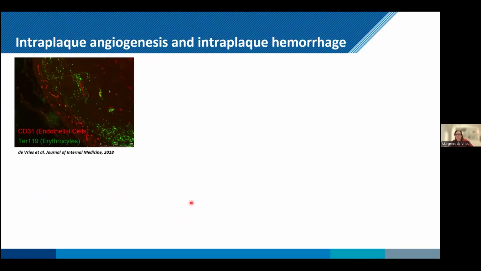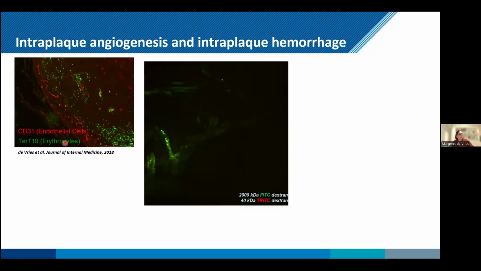We've also demonstrated this with immunohistochemistry. In these lesions, after 4 weeks, we really see here in red these microvessels throughout the atherosclerotic lesion and vessel wall. And as you can appreciate here in green, in some of these neovessels you can really see the erythrocytes inside these vessels, but we also see a lot of these erythrocytes outside of these neovessels, demonstrating that these neovessels are leaky.